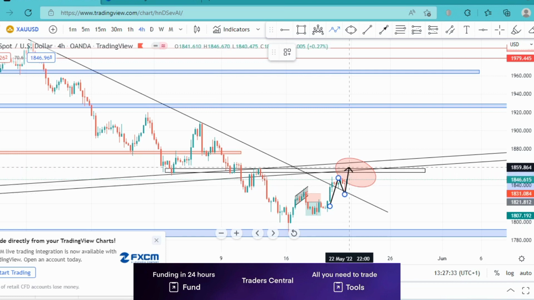So it could move all the way to the top over here. And then if you're already in this buy trade, this is a place where you're looking to take your profit, or at least take partial profit from the market, and then move your stops to break even and see how price reacts.